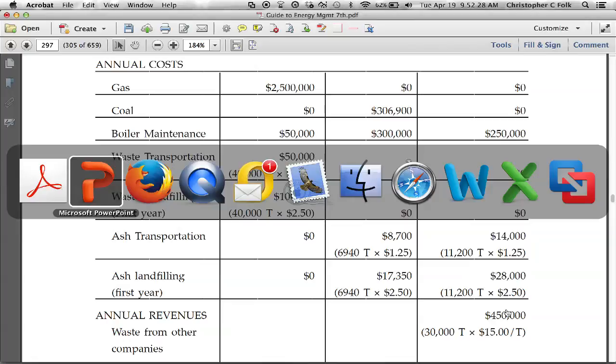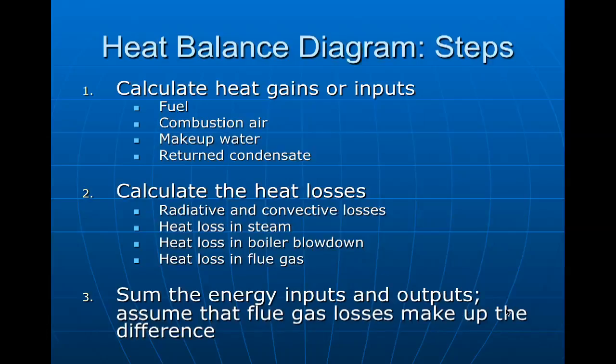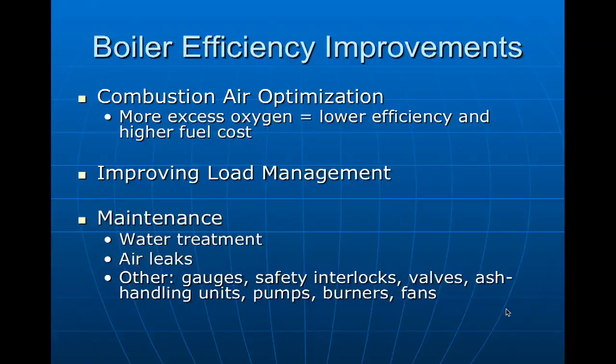Let's go back to Helena's PowerPoint here, see what I missed. Okay, so the heat balance tool, we kind of went through that a little bit already. It goes through a little bit further in the text, and so these are the steps required. We're going to calculate the heat gains on the inputs and the heat losses, and we're going to sum the thing up and see what kind of energy will be needed to make up the difference. We want to consider how we can make the boiler run more efficiently.